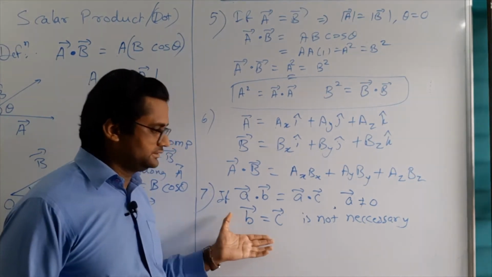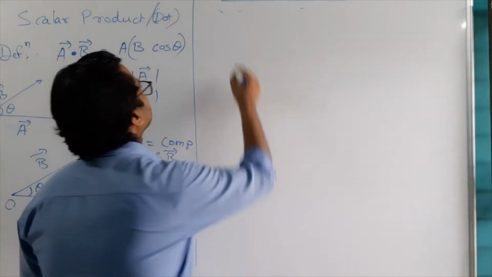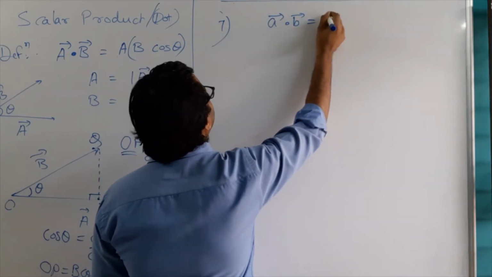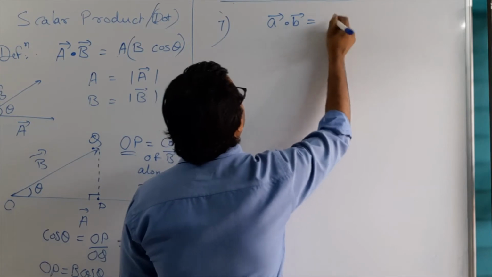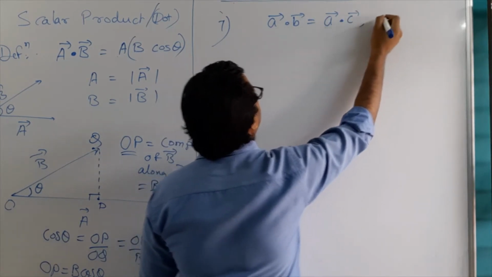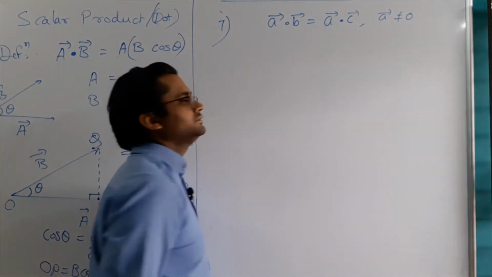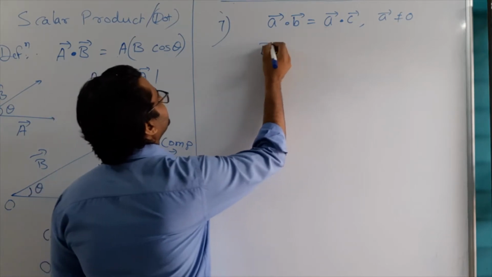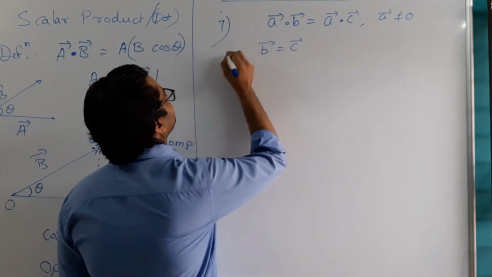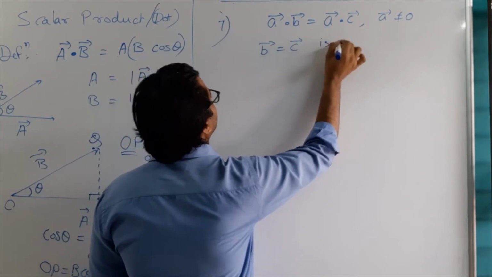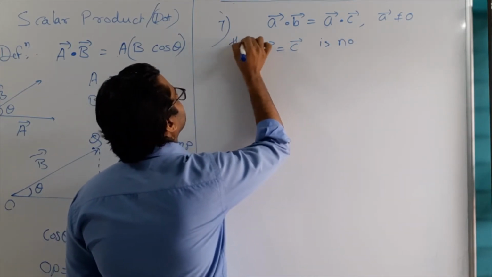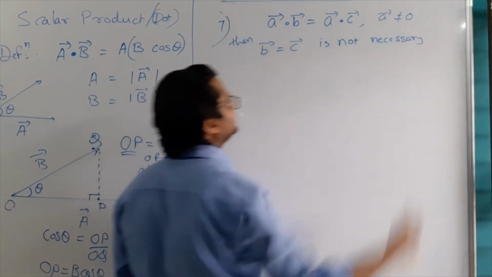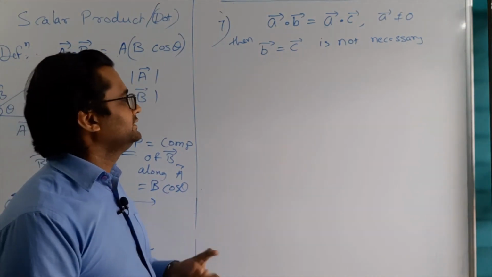How does this situation work? Let us take this in more detail. So in our property number 7, a bar dot b bar is equal to a bar dot c bar. Again a bar is non-zero, so normally what we do is cut a bar and a bar, and we conclude that b bar is equal to c bar, but this is not necessary. Why is it not necessary? Let us take the situation.